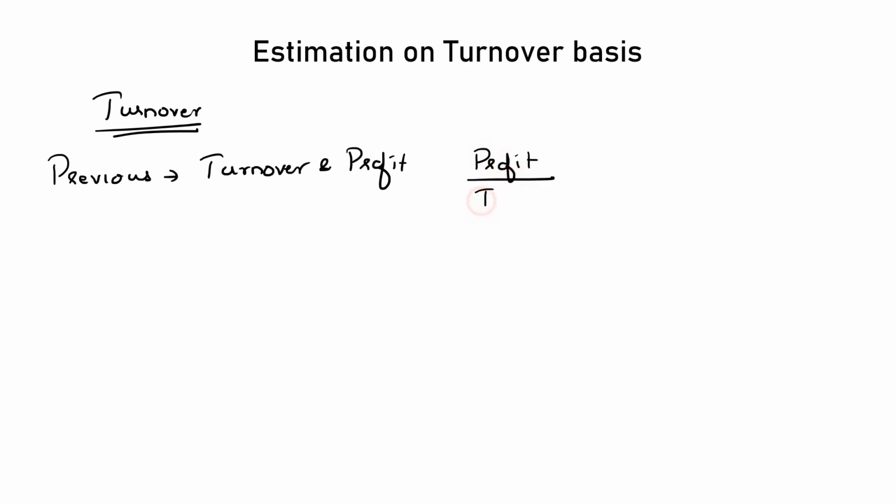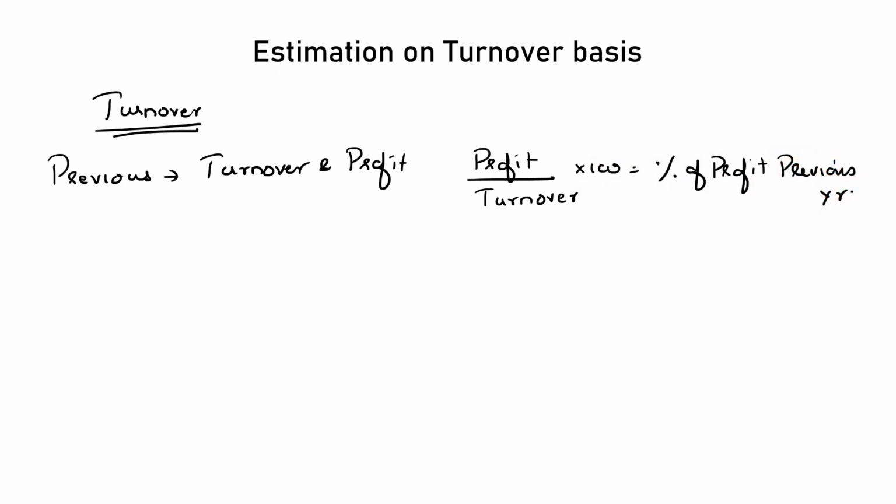So when we're using this basis, you need to understand that normally we use the previous year's details as a basis for the current year. So what are the previous year figures that we're going to use? Previous year's turnover and profit are going to be used, and we are going to establish a relationship between those two. How? We would find the profit of that previous year divided by the turnover of that particular year into 100. You'll get the percentage of profit which was earned in the previous year.